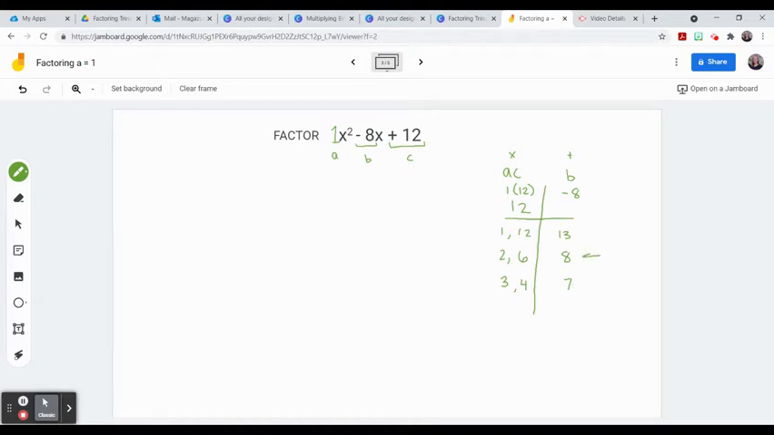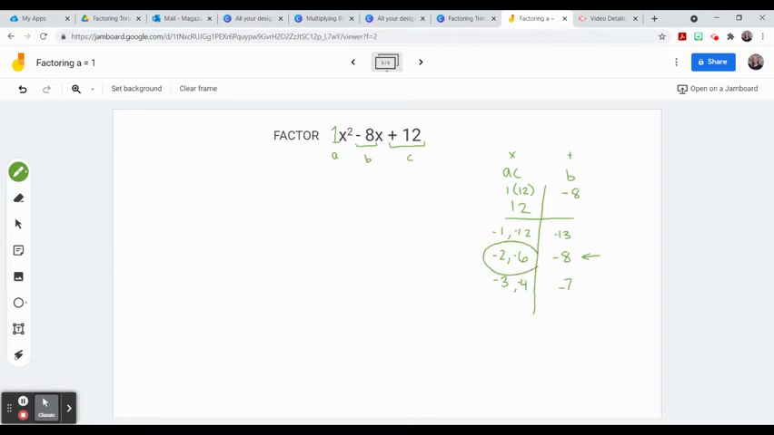I see that I have an 8. 2 times 6 gives me a positive 12. But doesn't negative 2 times negative 6 also give me a positive 12? And negative 2 plus negative 6 gives me a negative 8. So when you have a positive term for your a times c, you could also make them both negative. And if your b value is negative, that's what it would have to be.